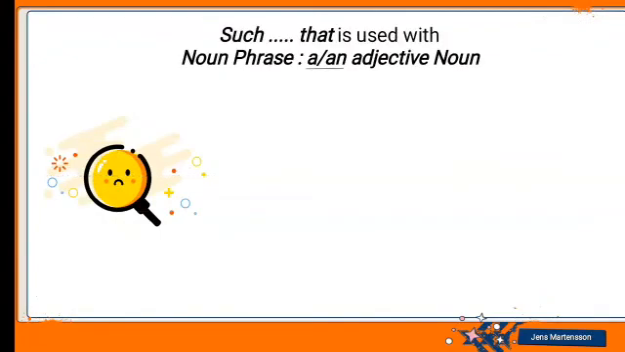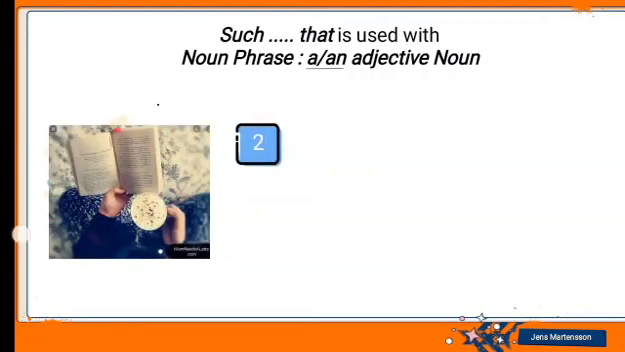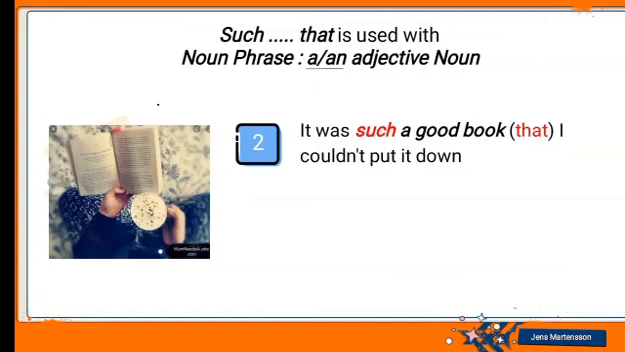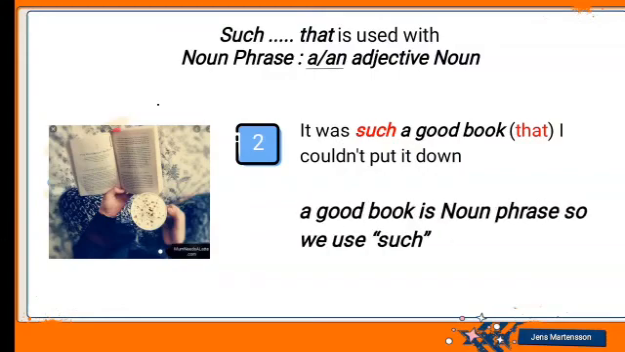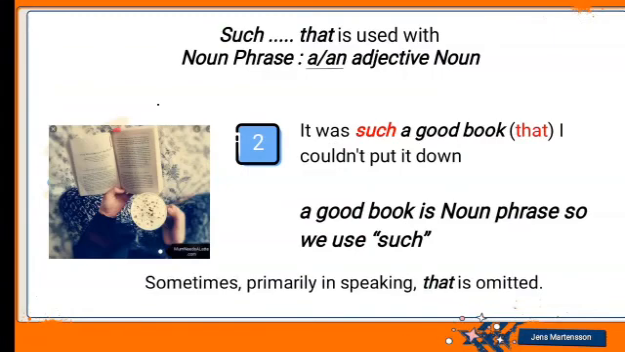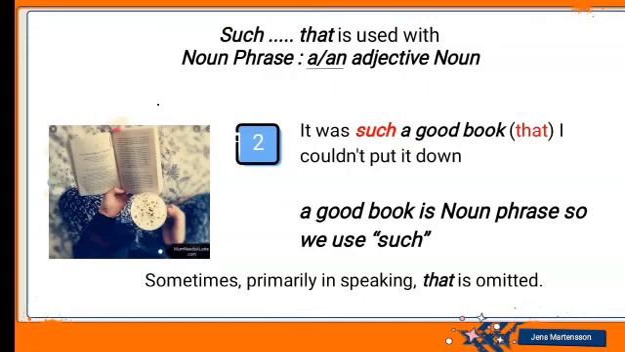Such, blah blah blah, that is used with a noun phrase: article a or an, adjective, noun. It was such a good book that I couldn't put it down. A good book is a noun phrase, so we use such. Sometimes, primarily in speaking, that is omitted.